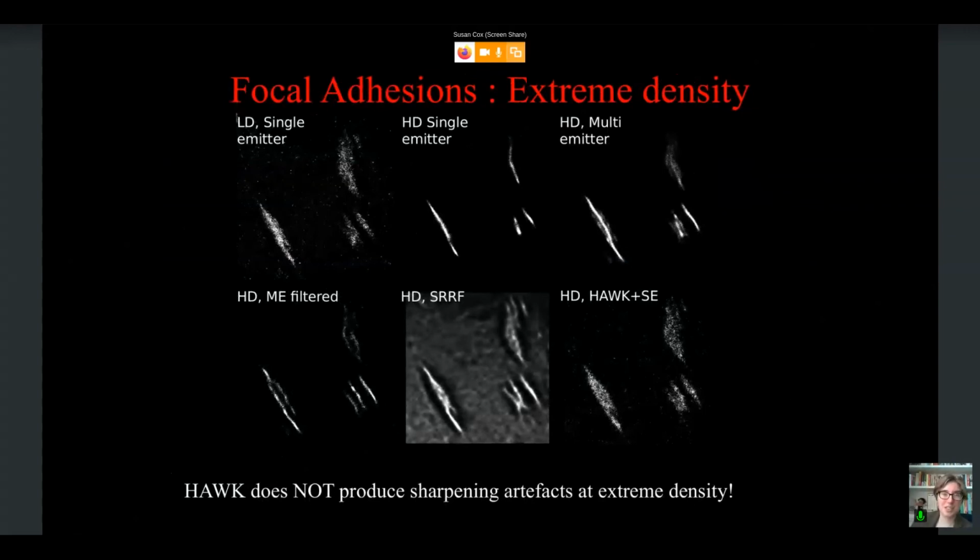And this is just a similar image for the focal adhesions. You can see when we get to these very high densities, on the bottom right, the Hawk image just doesn't look very good quality.